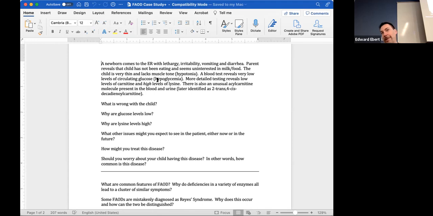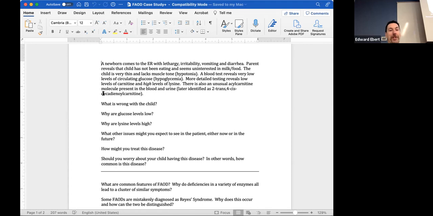Okay, all this right now is vague. That could be a ton of things. More detailed testing is going to show low levels of carnitine and high levels of lysine. There's also an unusual acyl carnitine metabolite, which is later identified as 2-trans-4-cis-dodecadienoyl carnitine. All right. So what do we make of this?